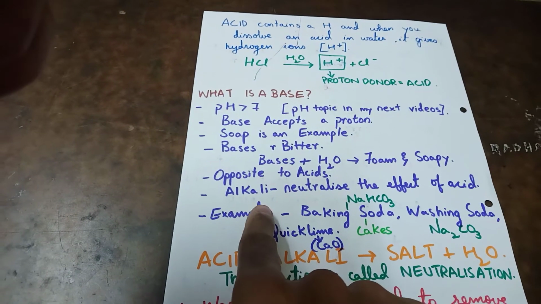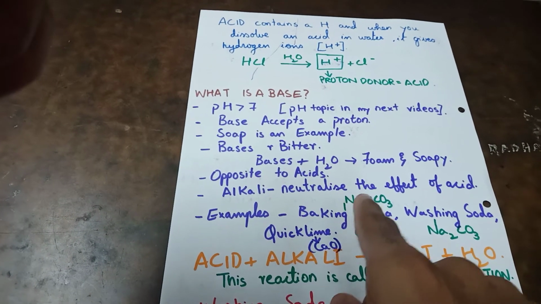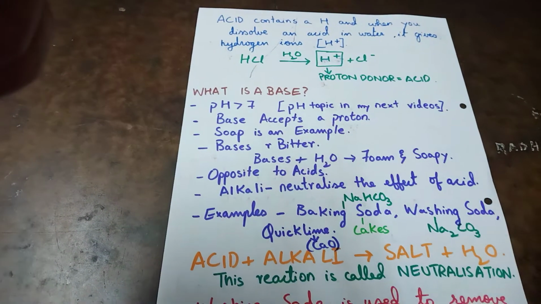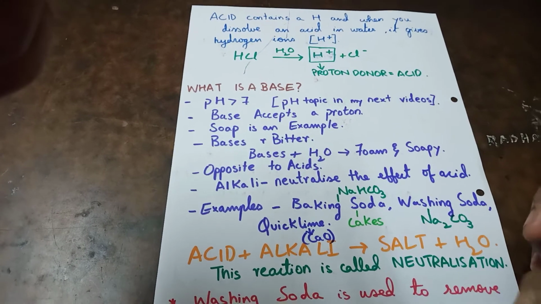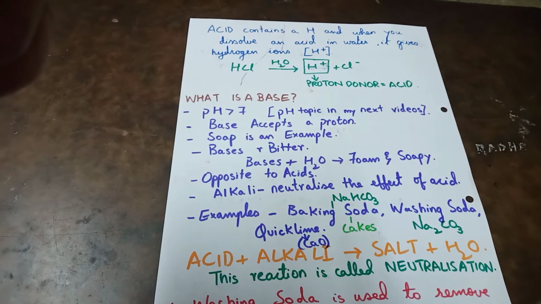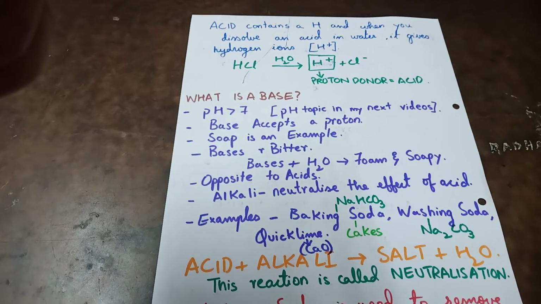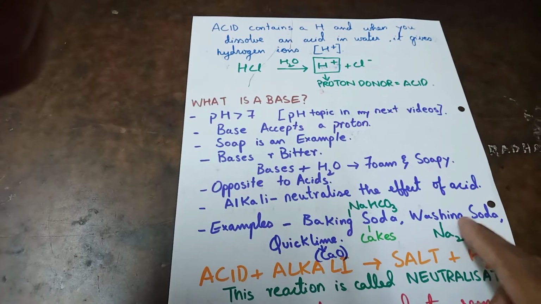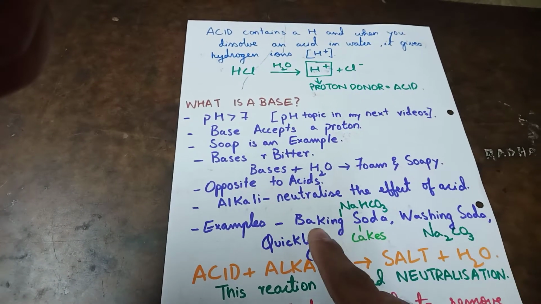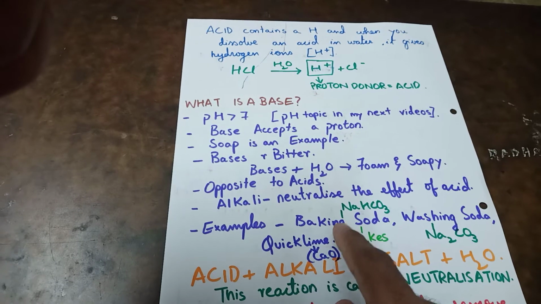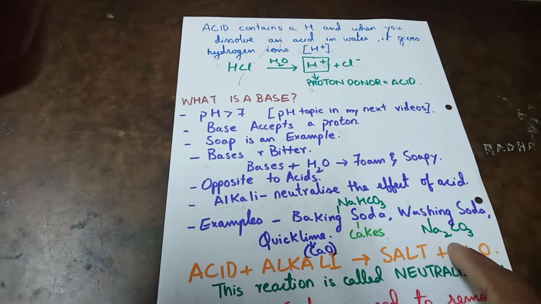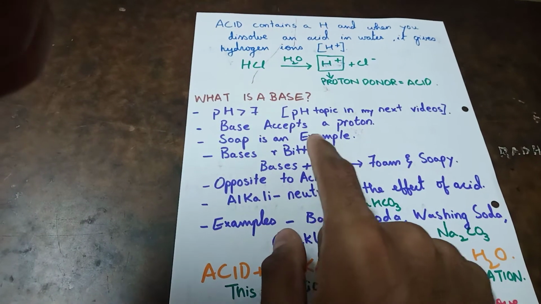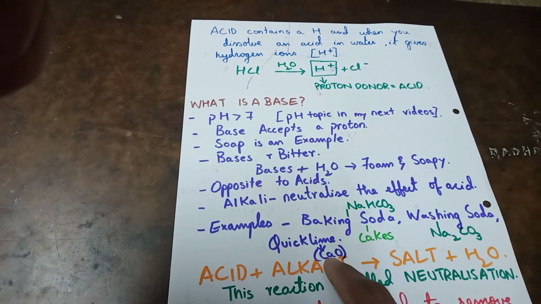And you have to know about alkali. Alkali neutralizes the effect of acid. When acid reacts with alkali, it neutralizes the effect of the acid, and we also get salts and water. Examples of bases: baking soda, washing soda and quicklime. What is baking soda? NaHCO3. And what is washing soda? Na2CO3. Please don't get confused with the chemical formulas. Baking soda is NaHCO3 and washing soda is Na2CO3. Quicklime is also an example of a base. Quicklime is CaO, calcium oxide.